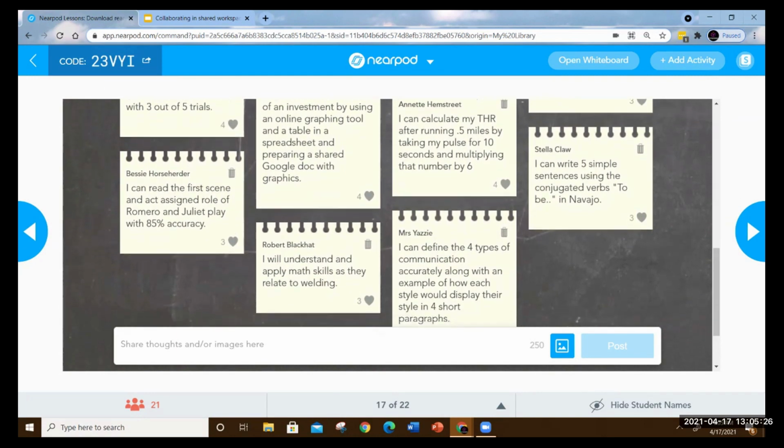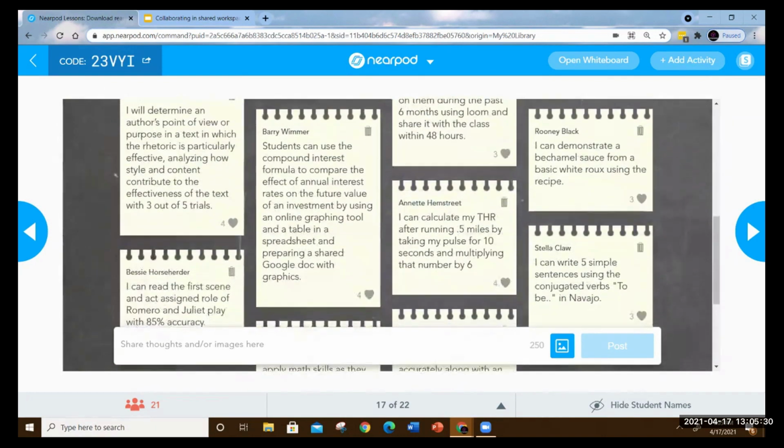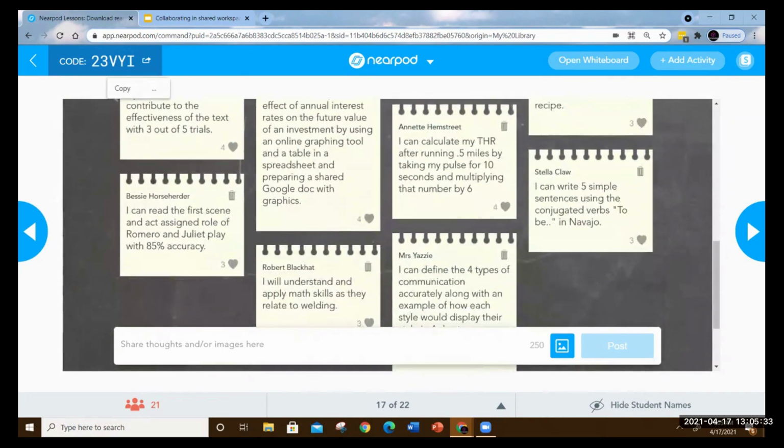All right. So Bessie's, let's see here. Bessie: "I can read the first scene and act an assigned role of Romeo and Juliet play." Okay. So when you say "I can read," what does that mean? Like, what do you want them to know about the first scene? I mean, there's the first scene and there's the first act.